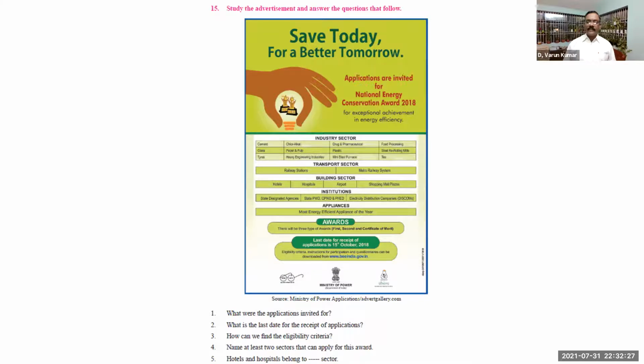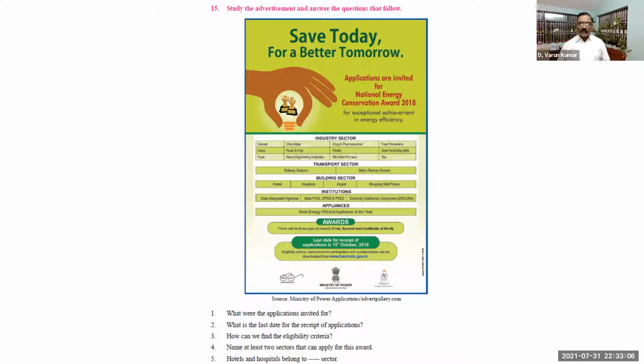So here is an advertisement. Applications are invited for National Energy Conservation Award 2018 for exceptional achievement in energy efficiency. So this is the advertisement. And what were the applications invited for? So it is a direct question. Applications are invited for National Energy Conservation Award 2018. So the second question is, what is the last date? It is clearly given in the green label. The last date for receipt of application is 15th October 2018. So that is the date you can write.